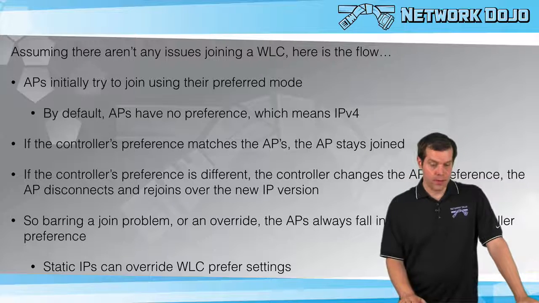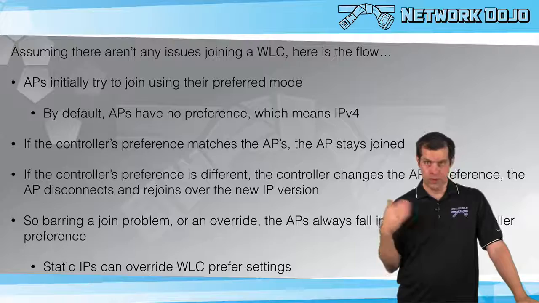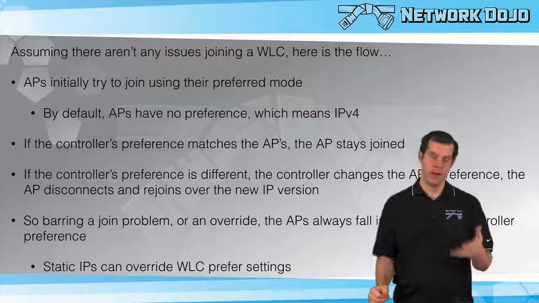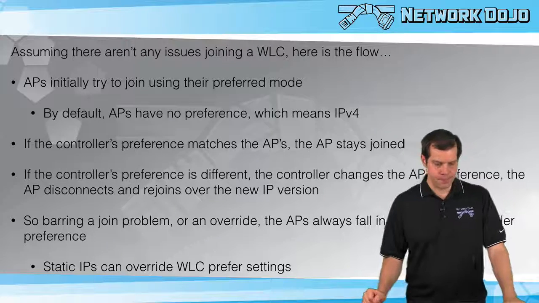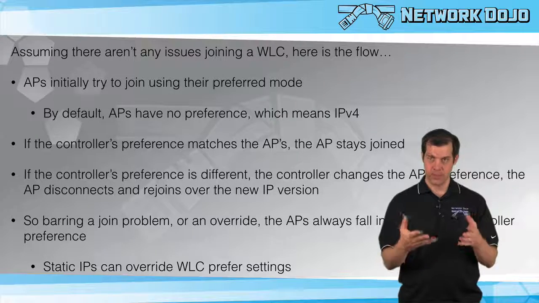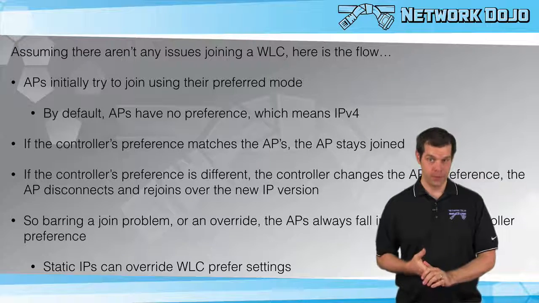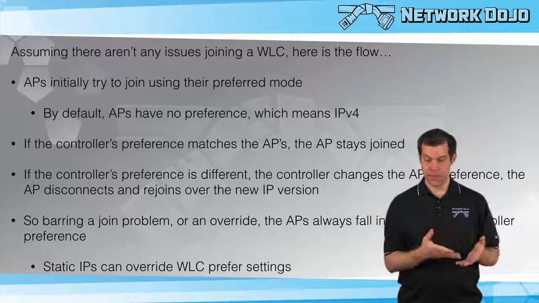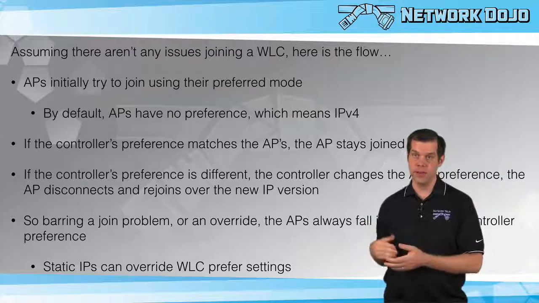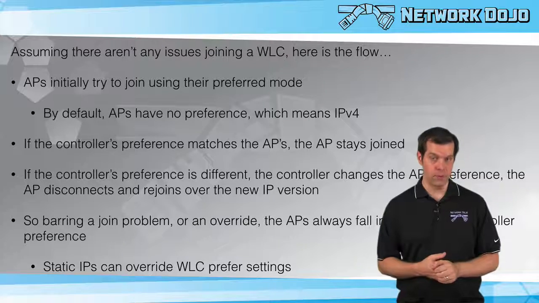Now, assuming there aren't any issues joining the controller, here's the general flow of do we do v4 or v6, and how is this all going to flesh out based off of the AP's preference versus the controller's preference. So, starting off, the AP is going to discover the controller, and then it's going to attempt to join the controller using the AP's preference. By default that's v4, but if the AP had a preference of IPv6, it would try to join over IPv6. So the AP will join using its preferred mode.